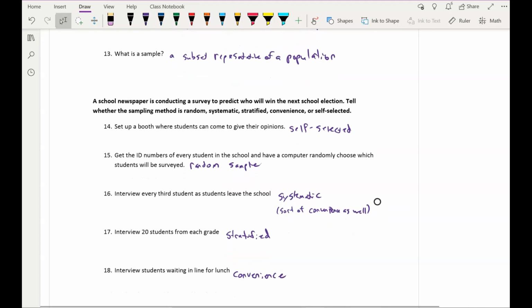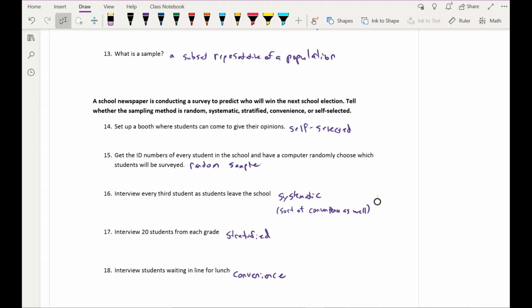Okay, so keep in mind there's random sampling, systematic sampling, stratified, convenience, self-selected, those kinds of things. You kind of have to think logically. A lot of these you could maybe think of two types of sampling methods that it's close to. Choose the one that it best fits.